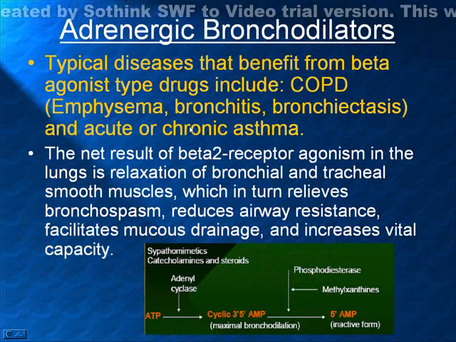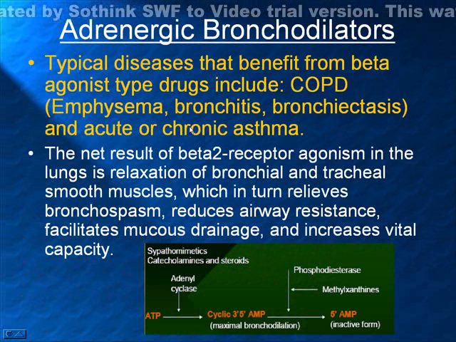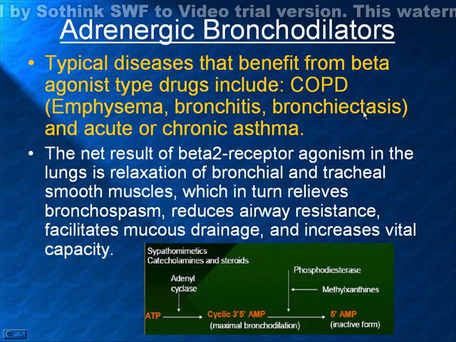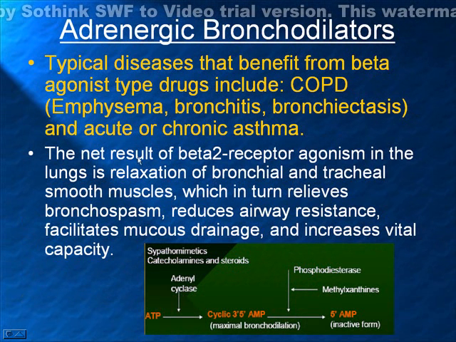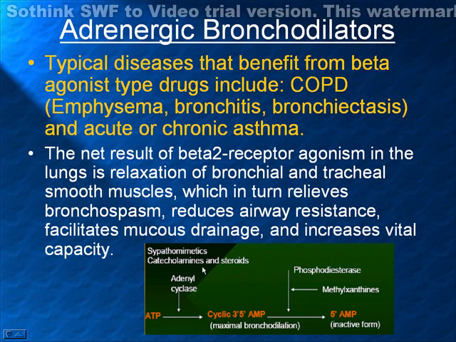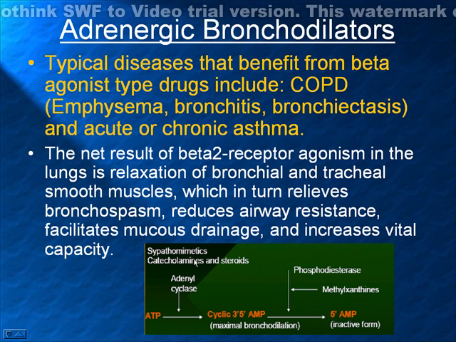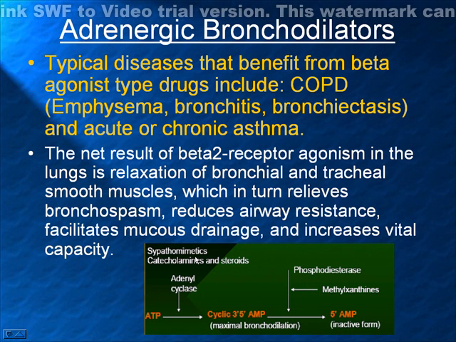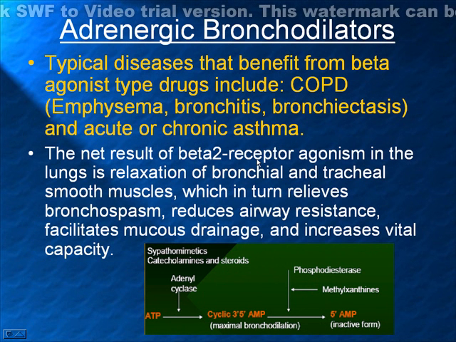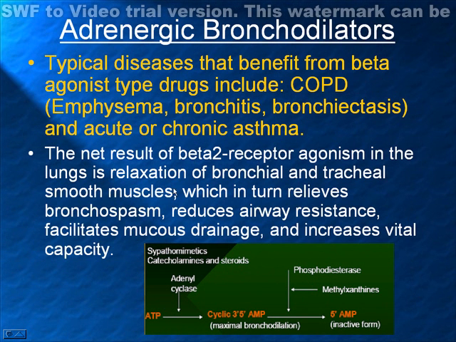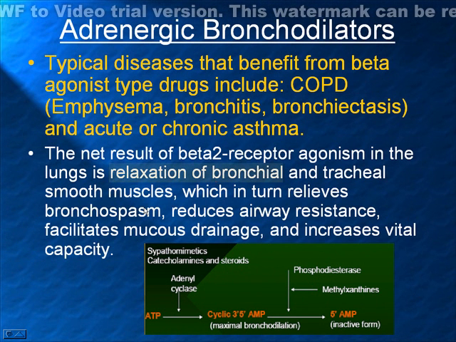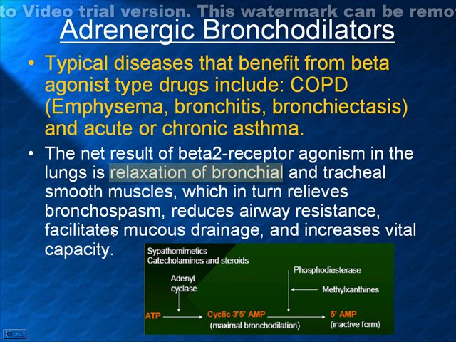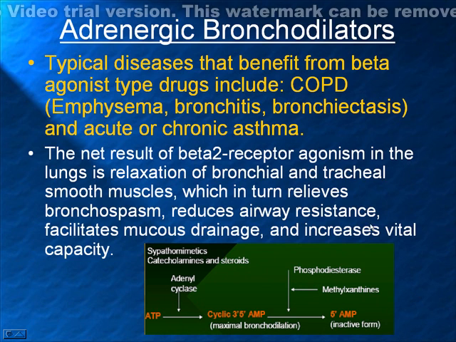Typical diseases that benefit from beta agonist type drugs include COPD, emphysema, bronchitis, bronchiectasis, and acute or chronic asthma. And as we look at this chart below, this is basically a schematic of how the beta agonists actually work within the lung itself. And the net result of beta-2 receptor agonism in the lungs is relaxation of the bronchial and tracheal smooth muscles, which in turn relieves bronchospasm, reduces airway resistance, facilitates mucus drainage, and increases vital capacity.